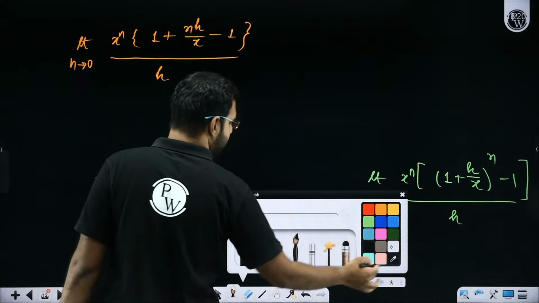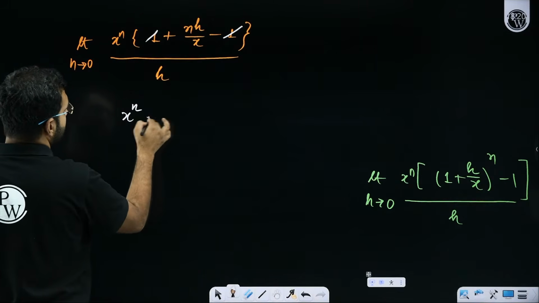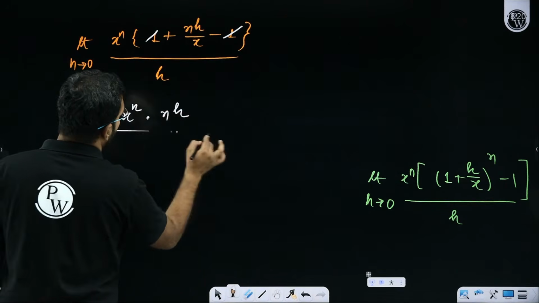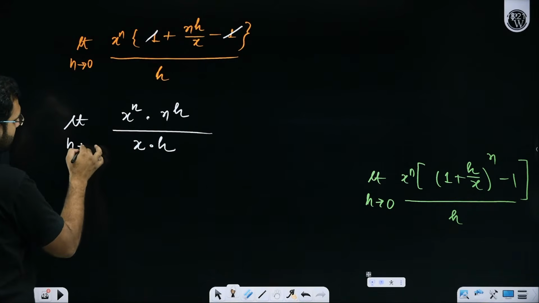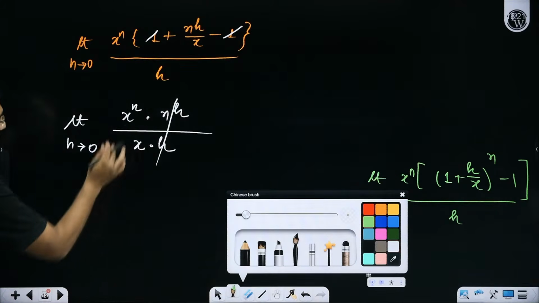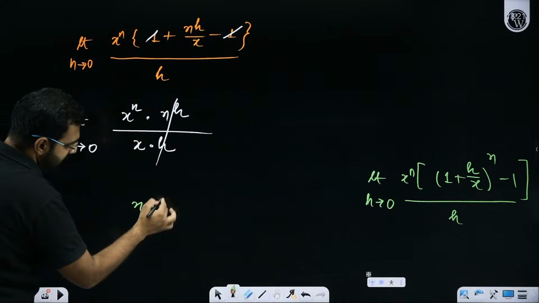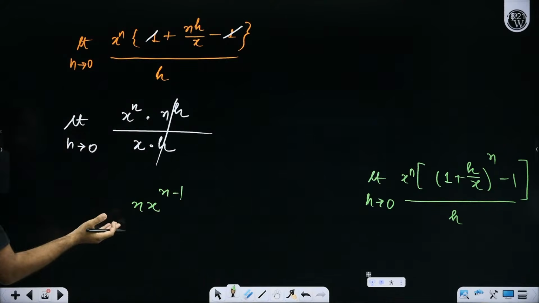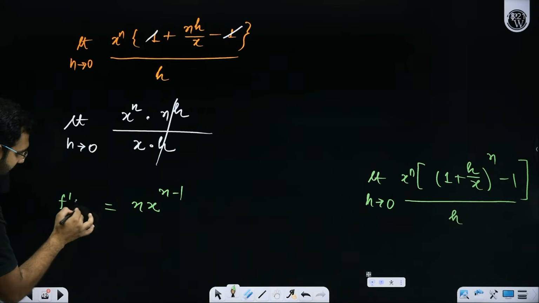Now what you clearly see is that this one and this one are cancelled. So this is x to the power n times n h whole divided by x times h, where h is approaching 0. This h and this h are cancelled. So finally, what I get is x to the power n by x times n. So this will be n. X to the power n by x is x to the power n minus 1. There is no h, so the limit also vanishes. What is this? This is f dash x.